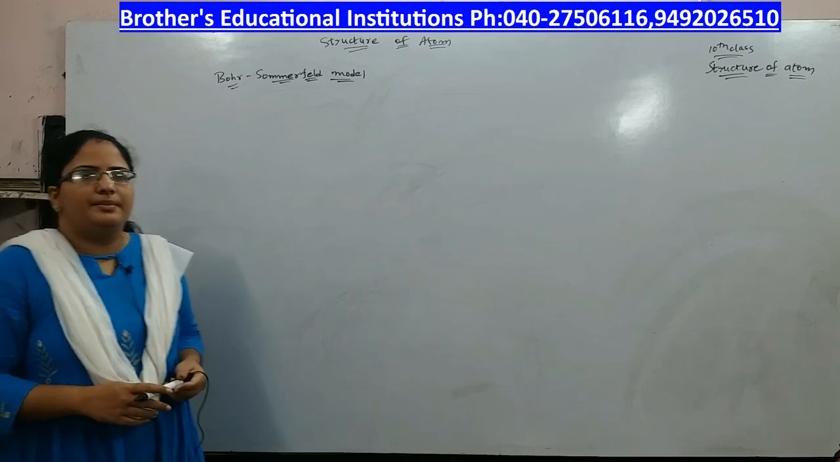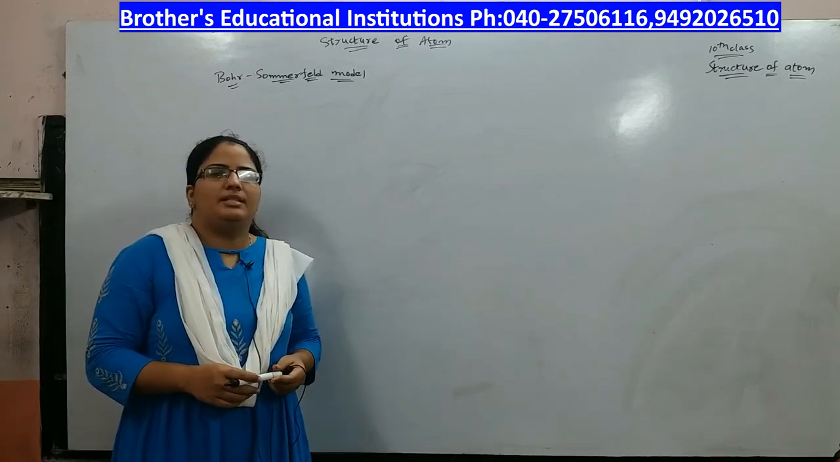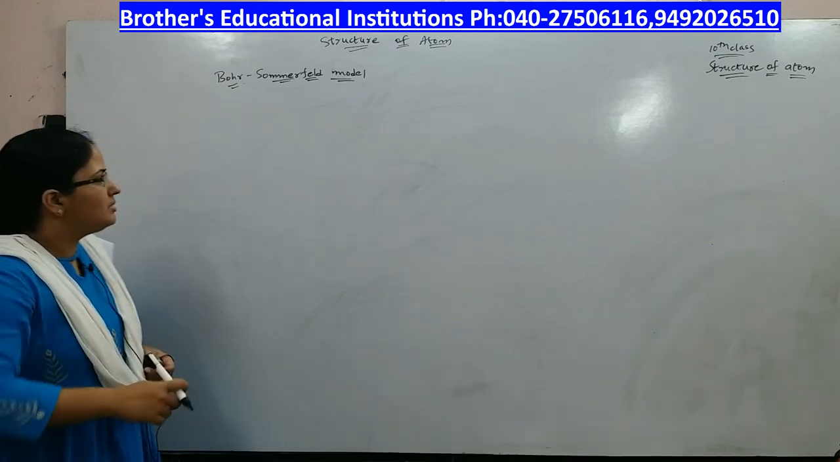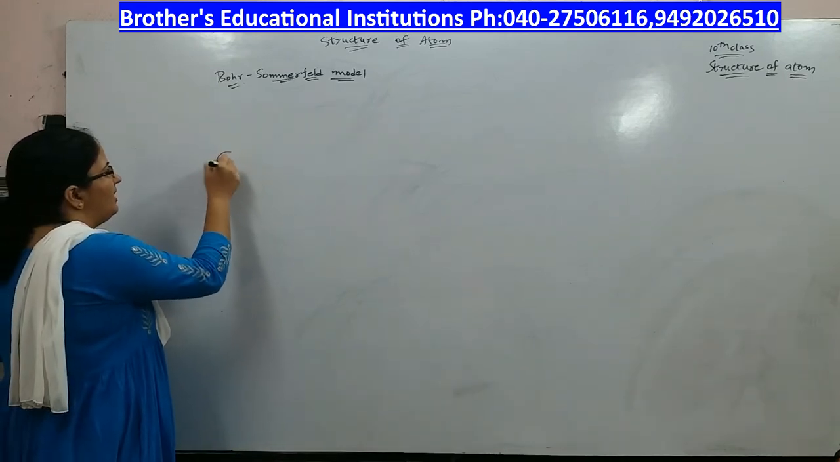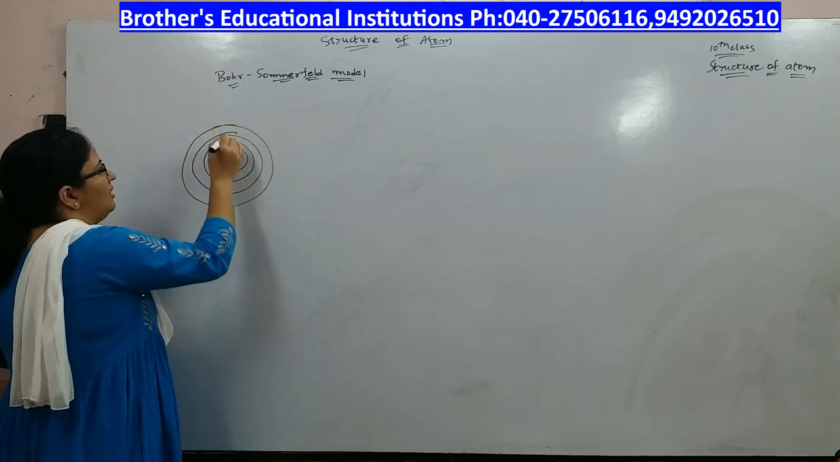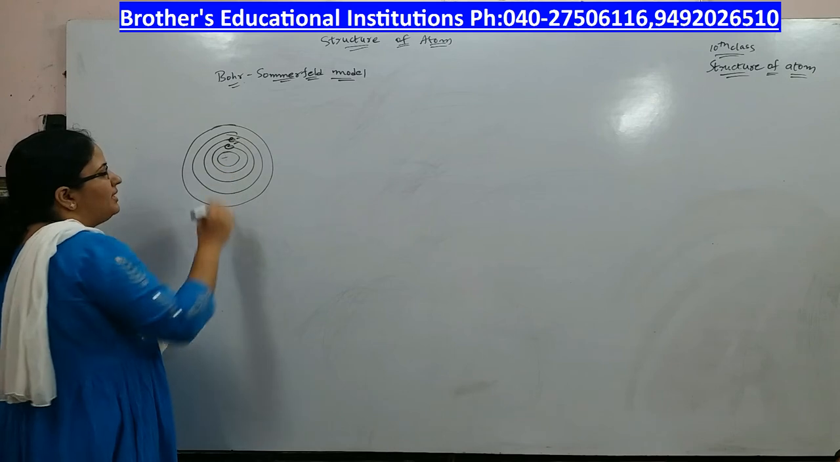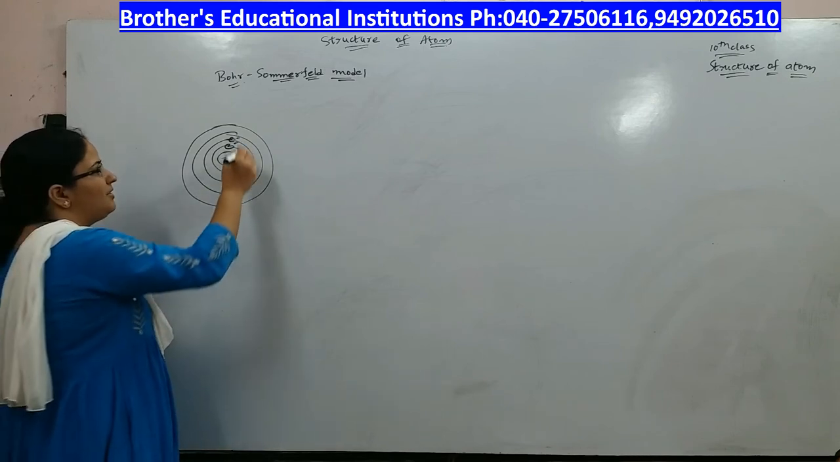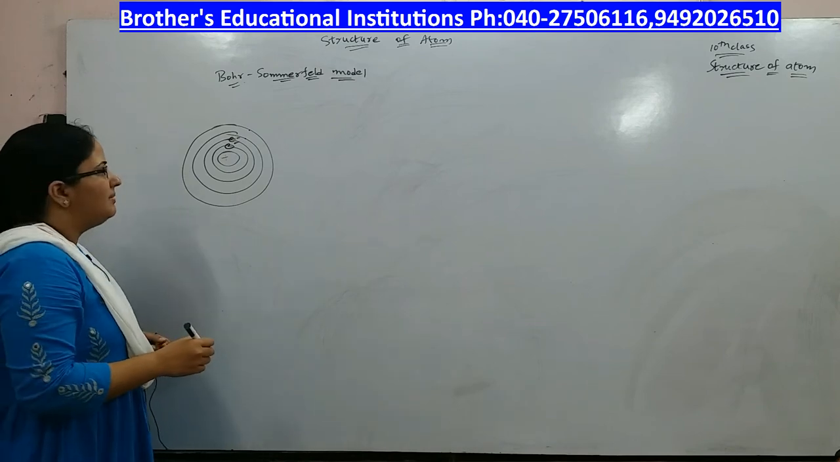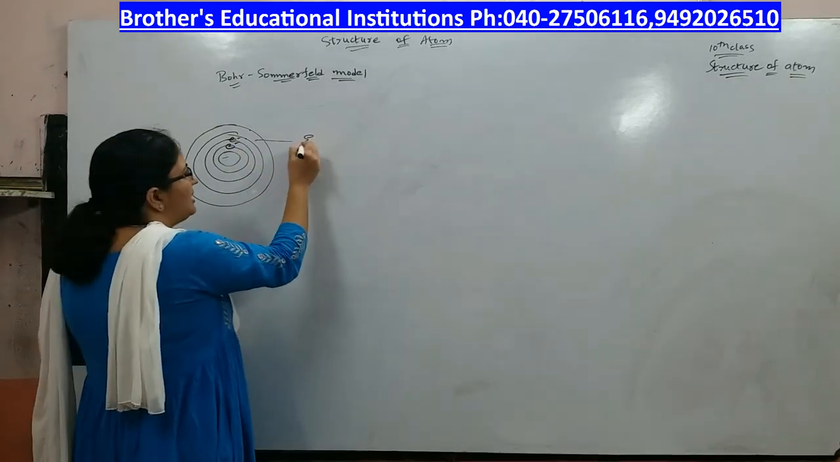Hello students. In the previous session we discussed Bohr's model of an atom. According to Bohr's model, whenever an electron jumps from a lower energy level to a higher energy level, it gains energy. Whenever it jumps from a higher energy level to a lower energy level, it gives out energy in the form of an emission line.